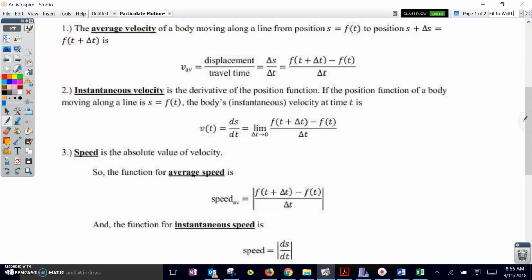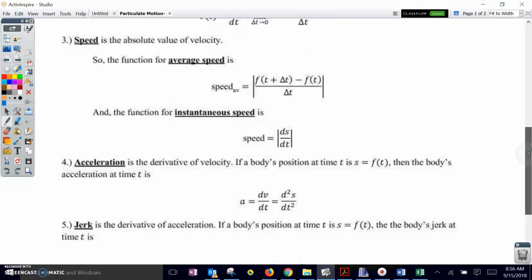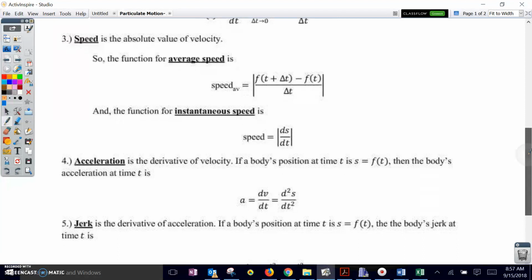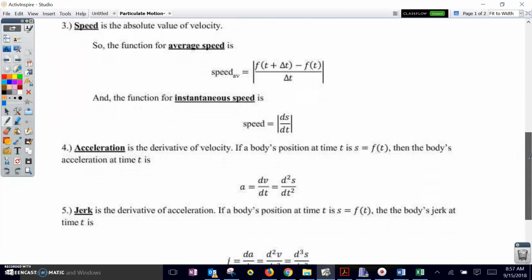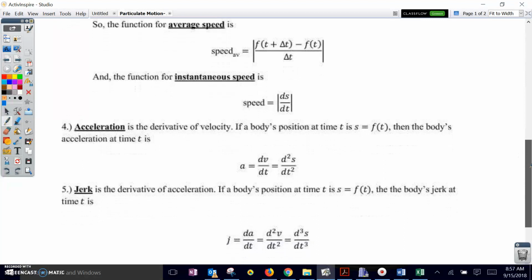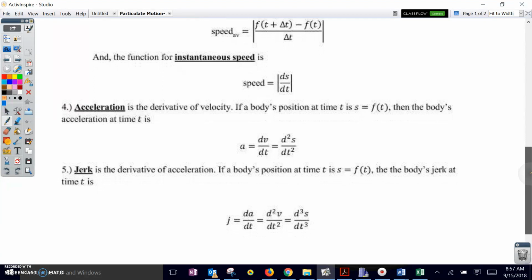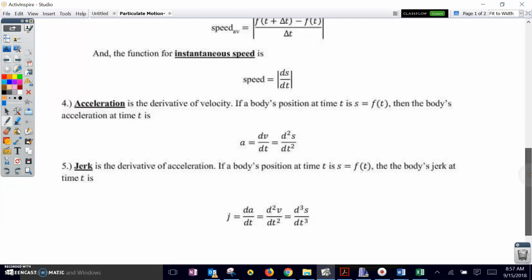Another characteristic that we run into in particle motion is acceleration. Acceleration is the derivative of velocity, and therefore it is the second derivative of the position function. We'll use that one every now and then. And we have some higher derivatives that are a little bit more obscure. We talk about the jerk here. The jerk is the derivative of the acceleration. So it's the second derivative of velocity and the third derivative of position.